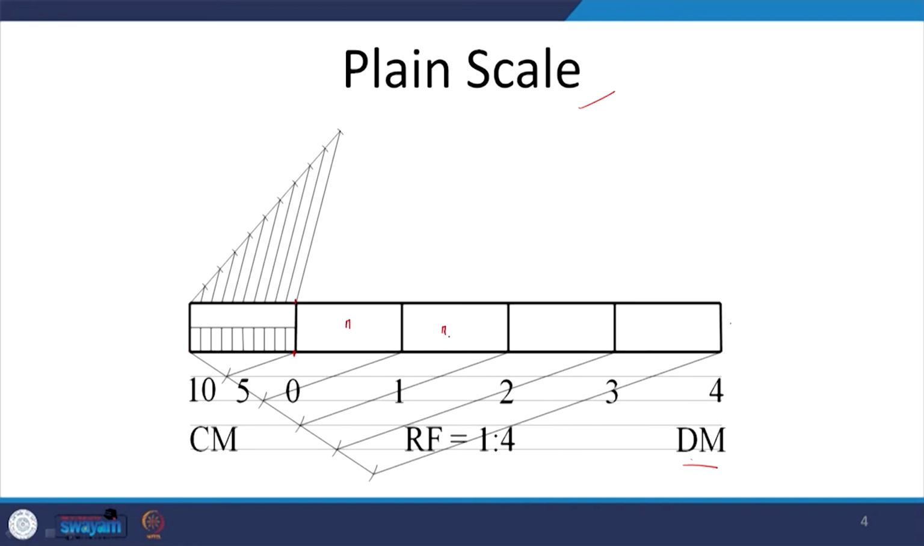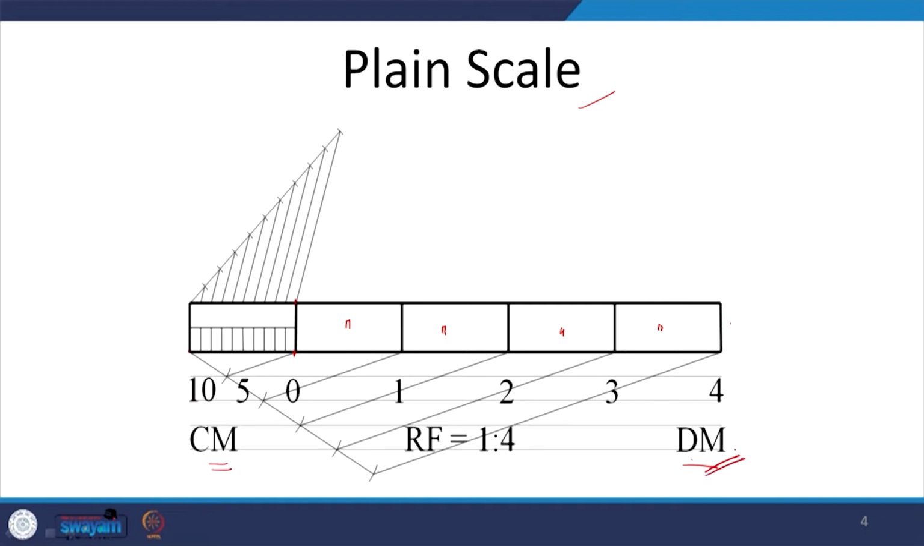So, these are all equal. So, these are equally spaced lines. So, say 4 units this side and 1 unit this side. Instead of writing 1 here, we have written 10, which is the 10th division of this bigger unit.